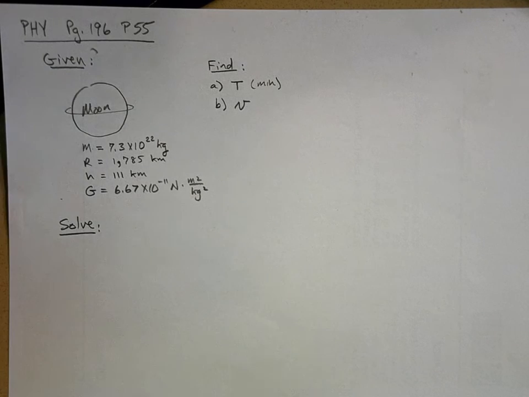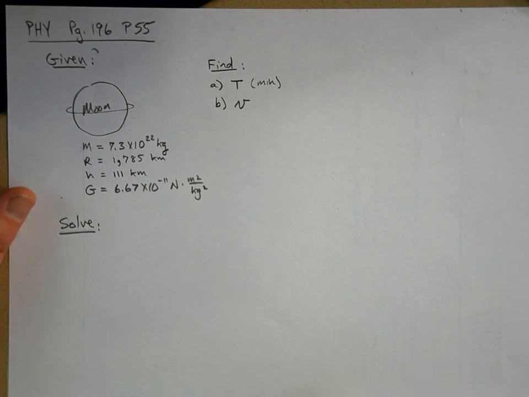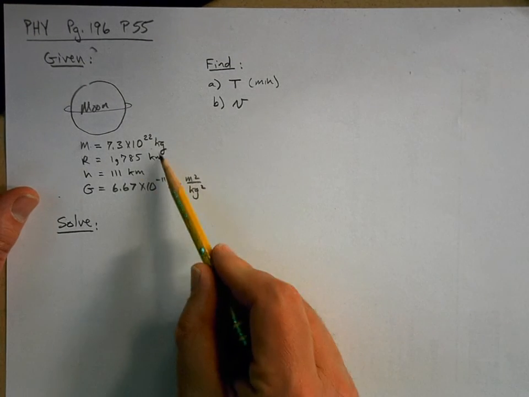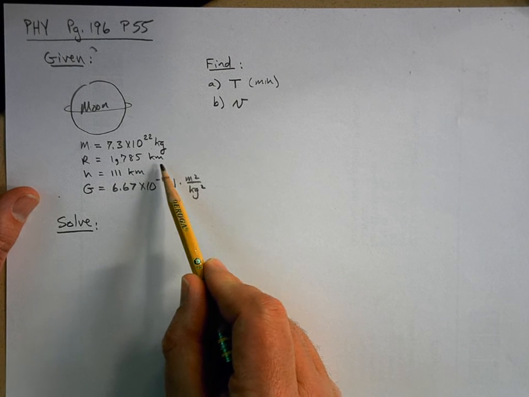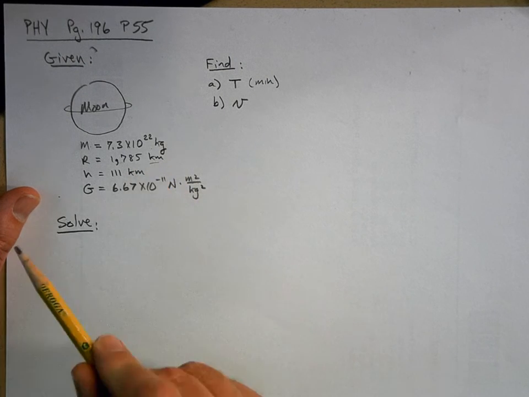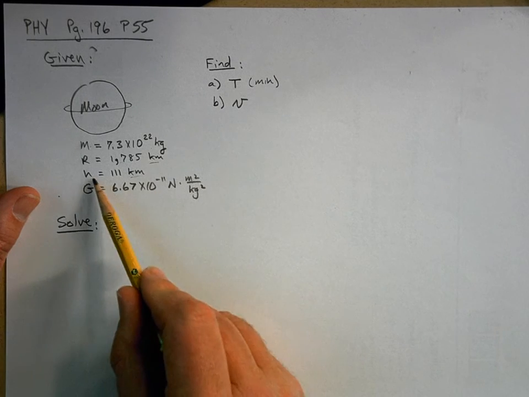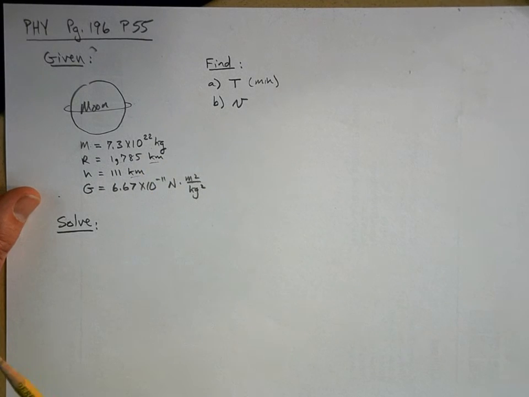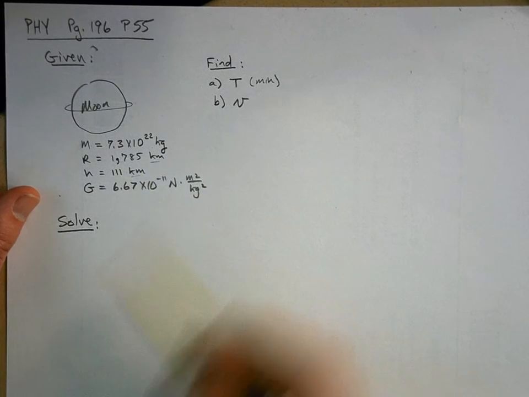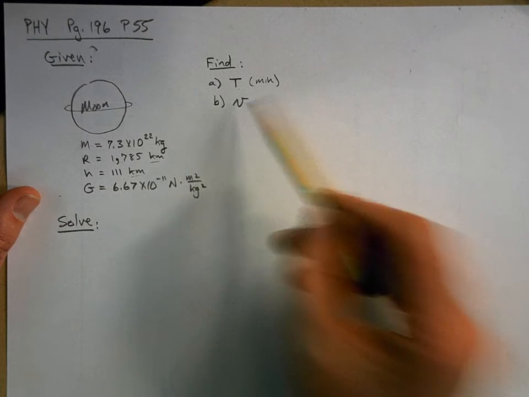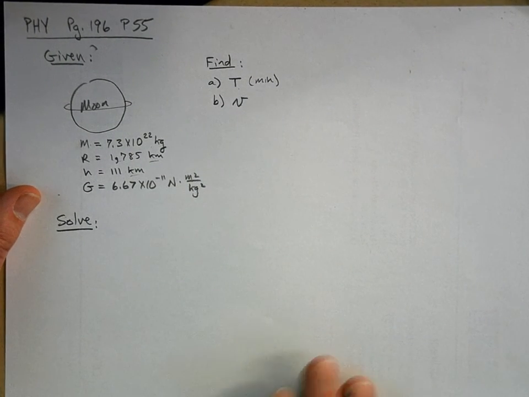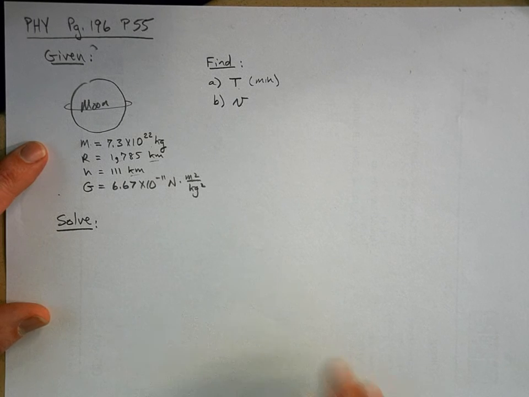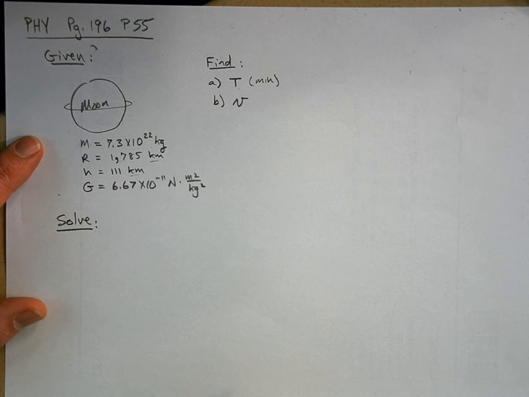Okay, so here I've got it set up. Here's the moon. I wrote down the key values. This is 1,785 kilometers. You're going to have to change that to meters. Our height above the surface is 111 kilometers. And we want to know the period in minutes and the velocity in, well, it doesn't say, but we're going to do it in meters per second. I'm actually going to do part B first.